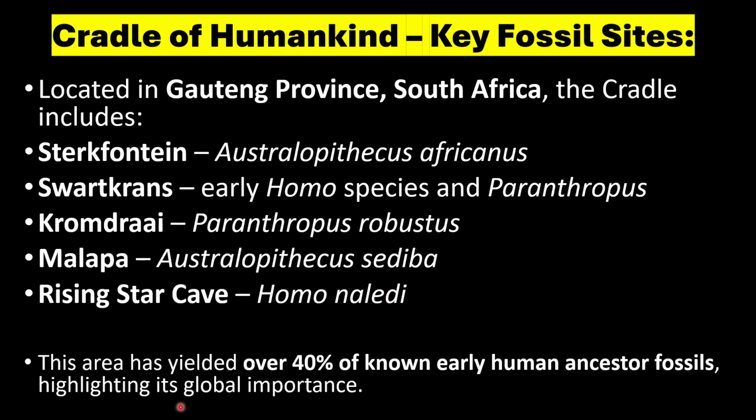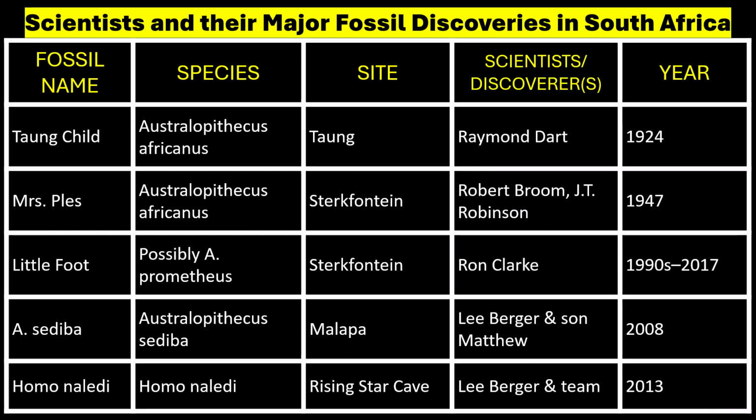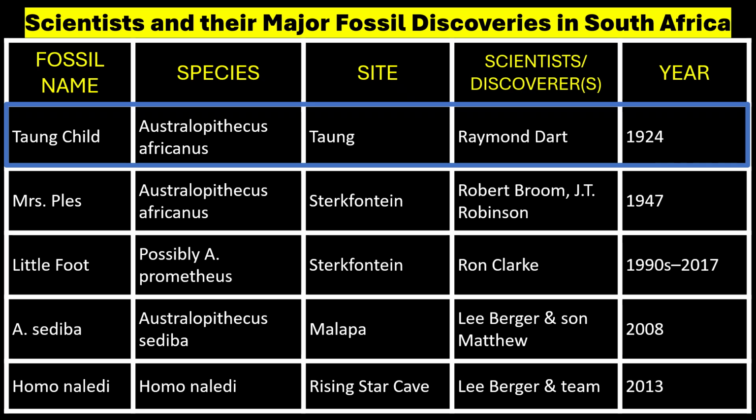These areas together have yielded over 40% of known early human fossils worldwide. That is talking about their global importance. So this is a table highlighting the fossil, the species, the site, and the scientists who discovered them, including the year in which they were discovered.